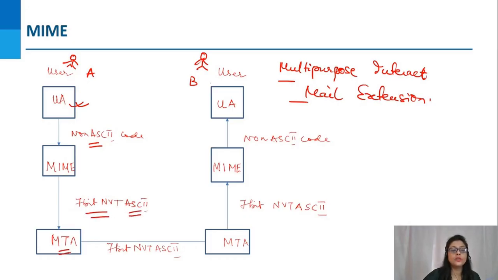It goes to the MTA or message transfer agent. The 7-bit NVT ASCII goes through the internet and goes to the MTA of the receiver. The 7-bit NVT ASCII goes to the MIME protocol. The MIME converts it back to the non-ASCII code. It goes to the user agent of site B, and the user can get hold of the mail.